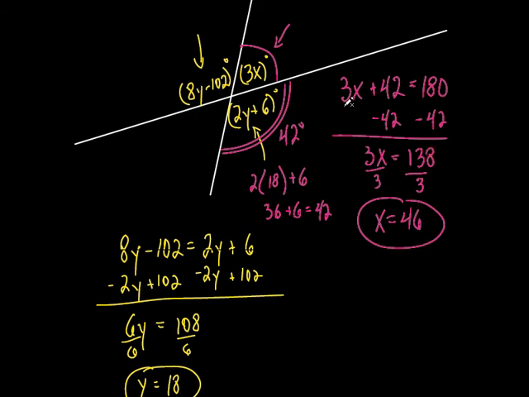Oh, it would be 138, right? So this is one, right, because we divided. So look, 138 and this 42 is 180, isn't it? Do you see that? So this plus this is 180, so it all works out good. So what was x, though? X was 46, and y was 18, and that's how we got our answer.